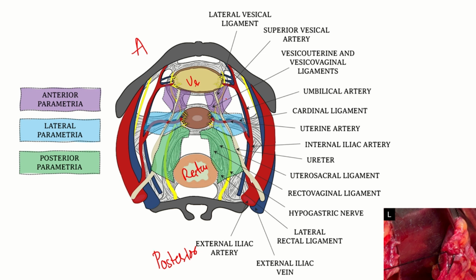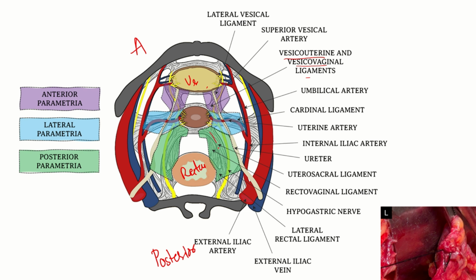Anterior parametrium is also called as the vesico-uterine or the vesico-vaginal ligaments because they connect between the bladder and the vagina. The lateral parametrium is also called as cardinal ligaments, through which passes the uterine artery, and the posterior parametrium is also called as recto-uterine ligaments or uterosacral ligaments. This dorsal parametrium also called as the uterosacral ligament, and this is lateral parametrium also called as the cardinal ligament. This is the anterior parametrium also called as vesico-uterine ligament.